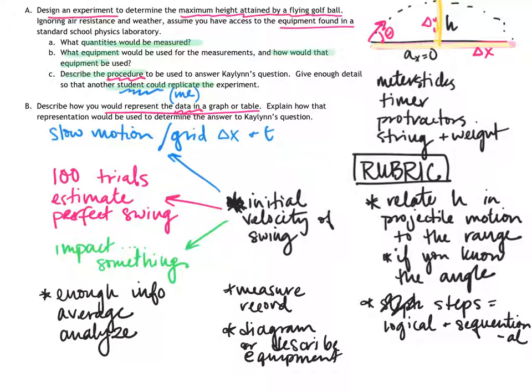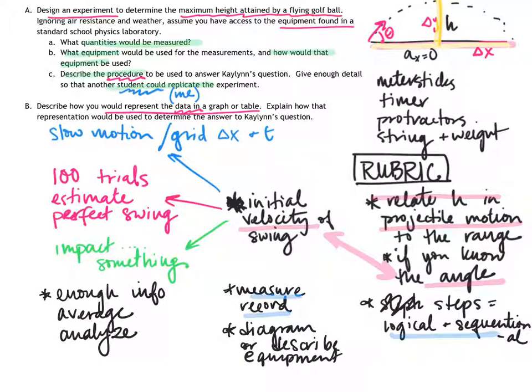And it isn't just about checking things off. This is why it takes forever for them to score your AP test, right? It's because I'm really looking for, do you understand projectile motion? Can you figure out that the angle is relevant as well as the initial velocity? And can you figure out a way to measure those things using the tools that you so choose? Then, can you communicate logically and sequentially what to measure and record?